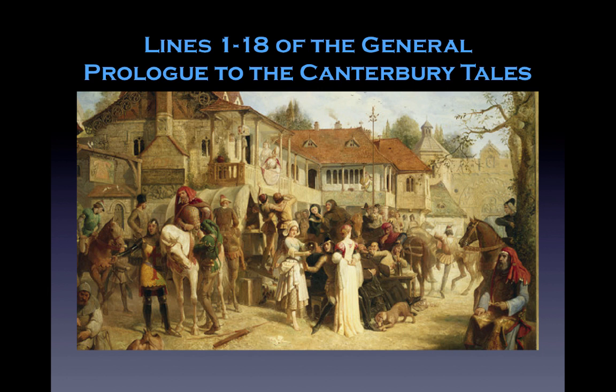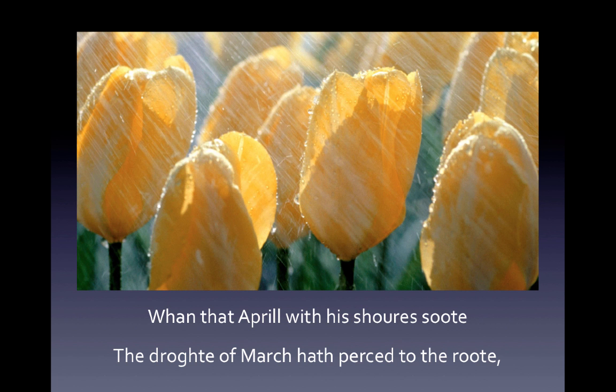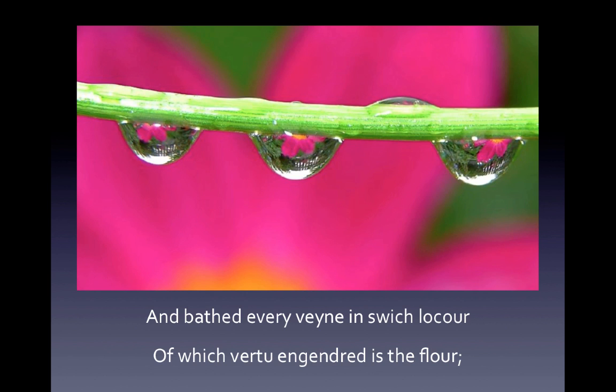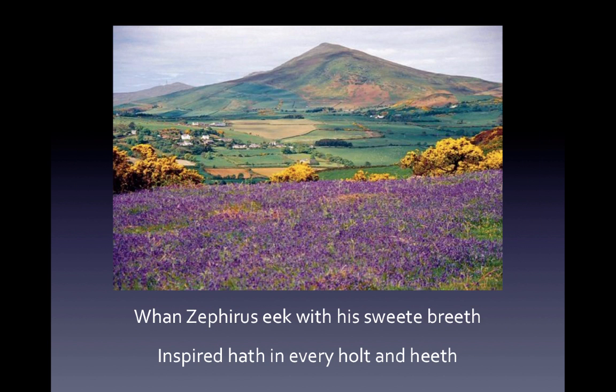Here are the first 18 lines of the general prologue to the Canterbury Tales in Middle English. Whan that April with his shoures soote, the droghte of March hath perced to the roote, and bathed every veyne in swich licour, of which vertu engendred is the flour. Whan Zephirus eek with his sweete breeth inspired hath in every holt and heeth.